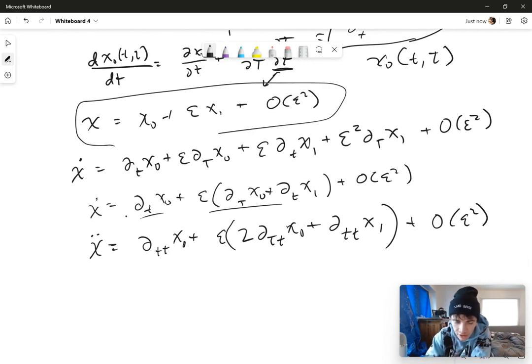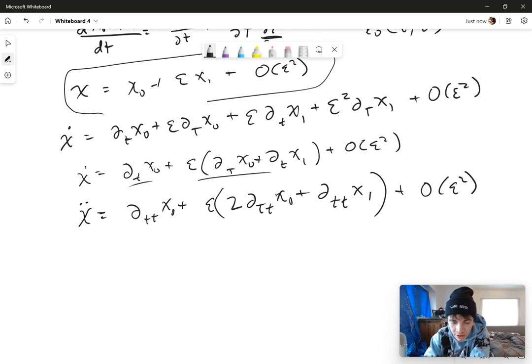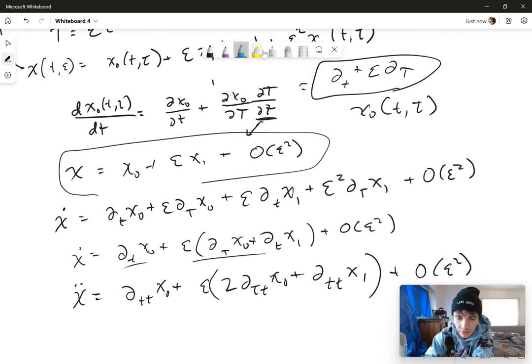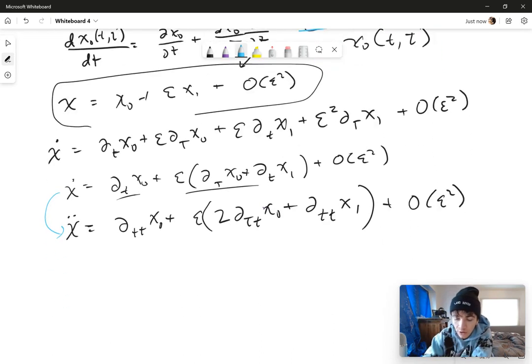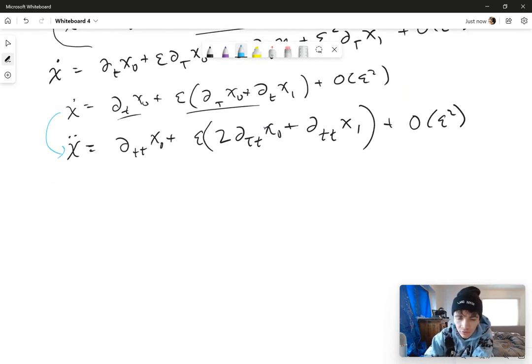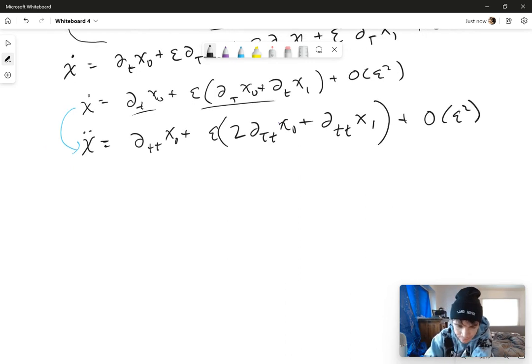So I've done this here for x dot. You can see that my order 1 terms, I just have the partial with respect to fast time of x naught. And then the order epsilon, I have partial with capital T of x naught plus partial of little t of x1, plus order epsilon squared. And then x double dot, I'm going to do the same thing. So I'm just going to apply that operator in blue here to x dot to give me x double dot. And again, I've grouped the order 1, order epsilon, and order epsilon squared terms, okay? And of course, I'm just neglecting order epsilon squared because I'm assuming it to be negligibly small.